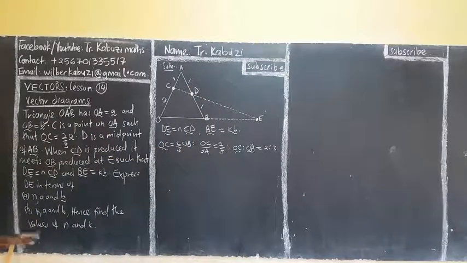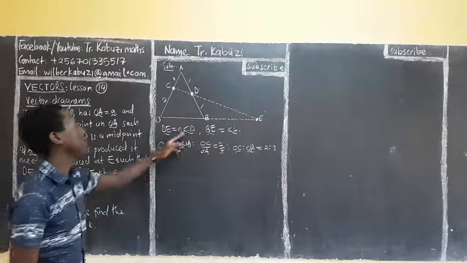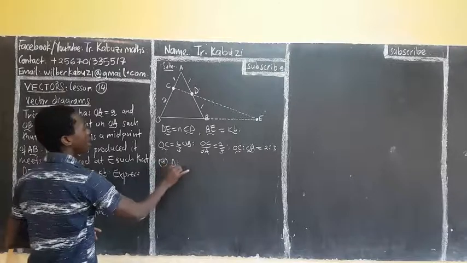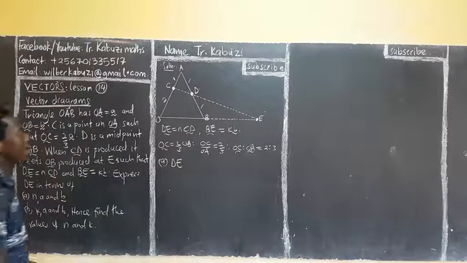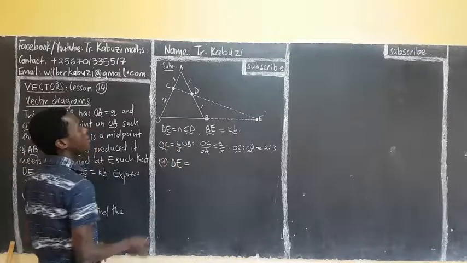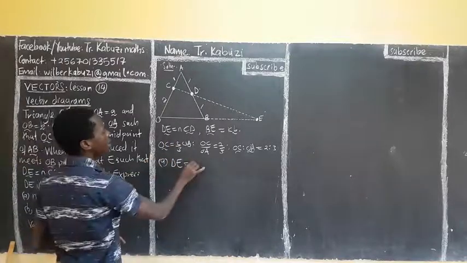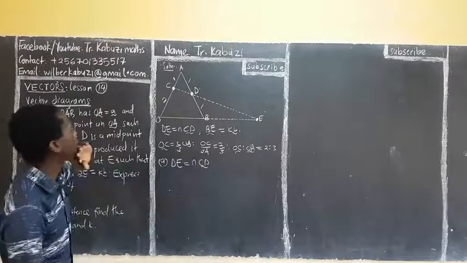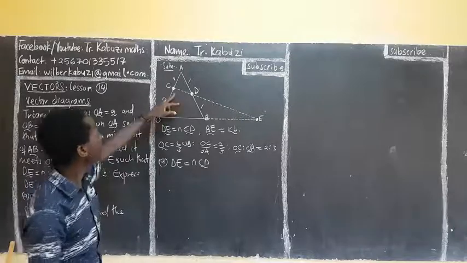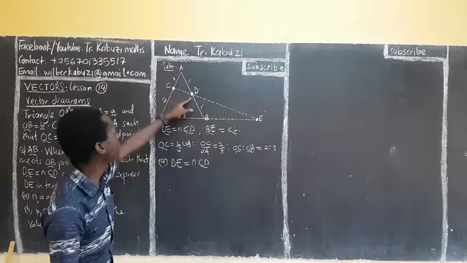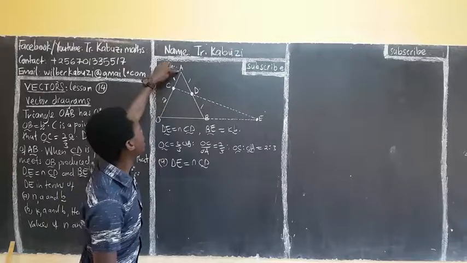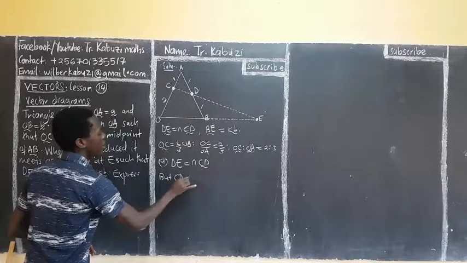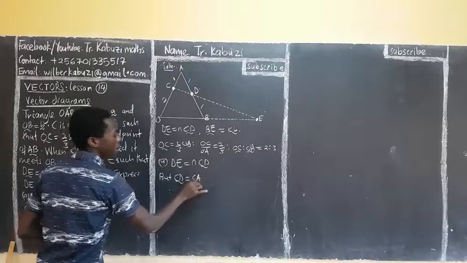Now we want to get DE. First of all, DE in terms of n, a, and b. So our DE, we start with n CD. Now, how can I get CD? I can get CD by saying CD is CA plus AD.